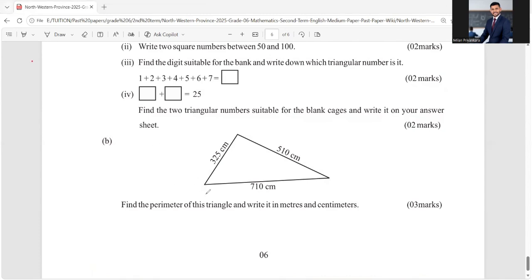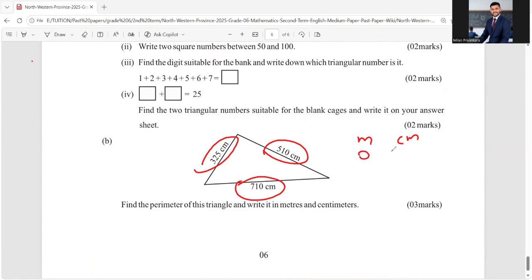Okay, and then find the perimeter of this triangle and write it in meters and centimeters. Fine, you have all this in centimeters. Let's add this. Perimeter means you have to add all these lengths. If you add all these lengths, you can get the perimeter. And let's find that. Okay, and you have meters, centimeters.